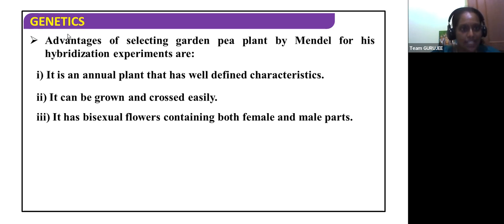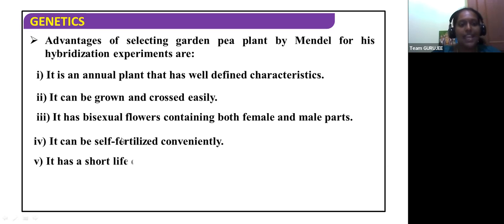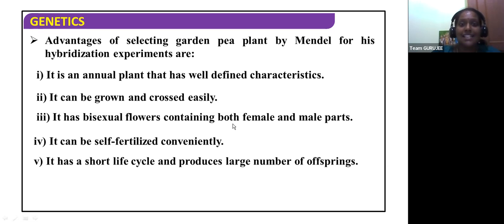But he was interested to know why the self-breeding plant itself is showing cross-pollination. That was the reason why he chose a bisexual flower containing both male and female parts. It can be self-fertilized conveniently. You can self-fertilize it also. Why is self-fertilization important? We are obviously talking about cross-pollination. Why is self-fertilization important again?